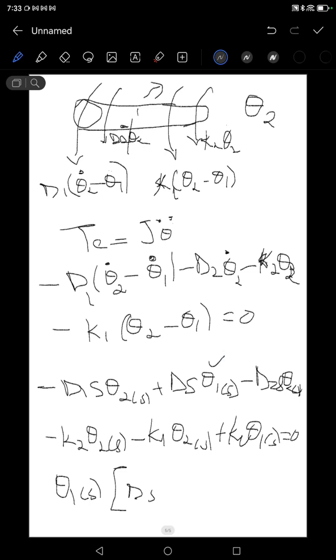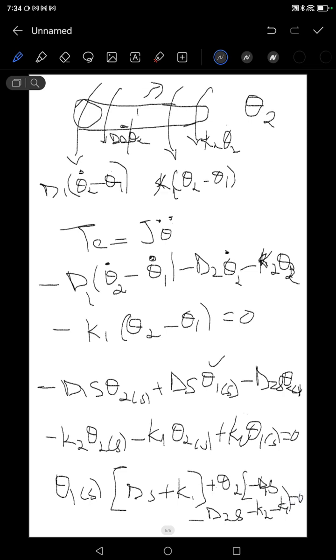Theta 1 is this one. We also have this one, plus k1. Okay, and then for theta 2, let's say plus theta 2. For theta 2, we have a negative ds. We also have another negative 2ds. This is its d1. Then minus d2s. Okay, and then we have another k theta 2, negative k2 and negative k1, all equals to 0.